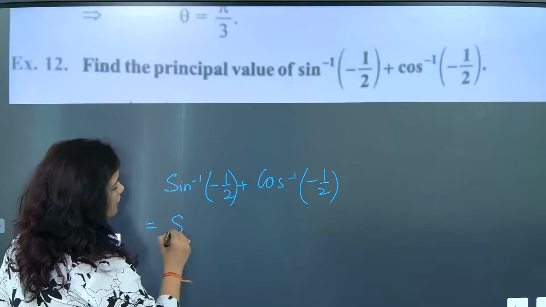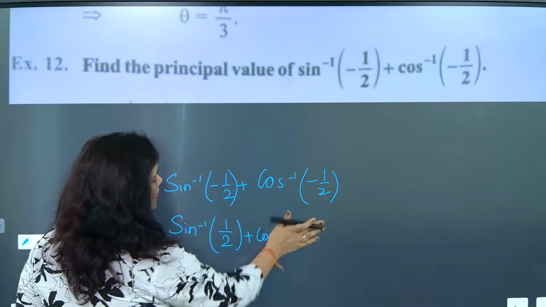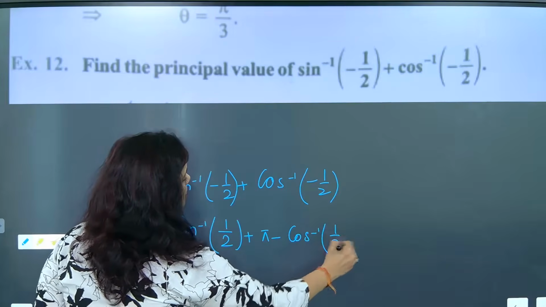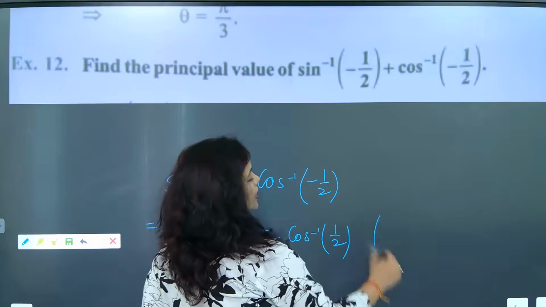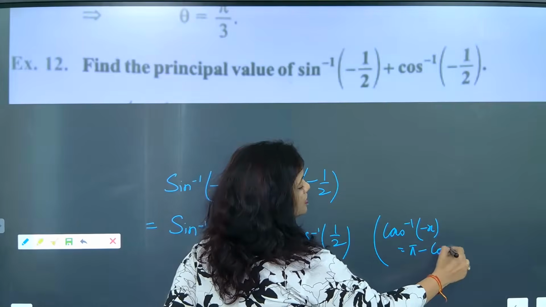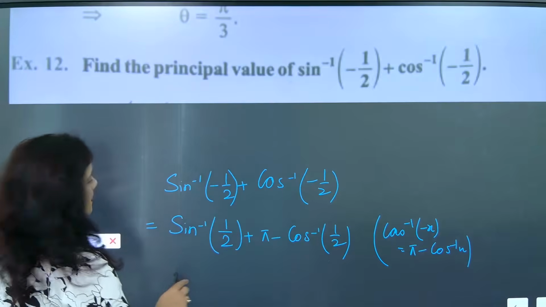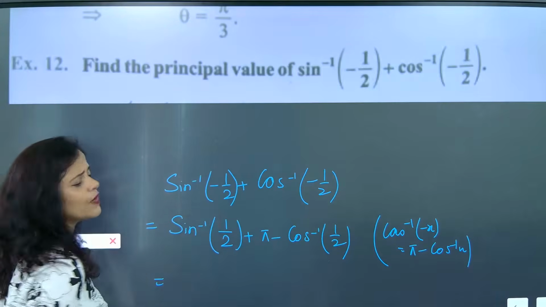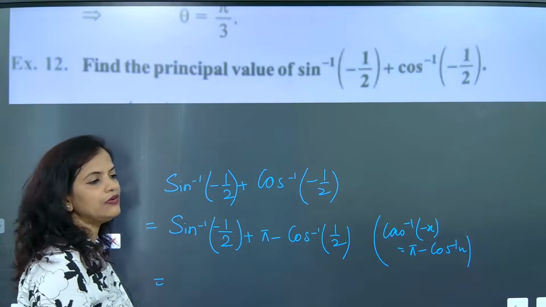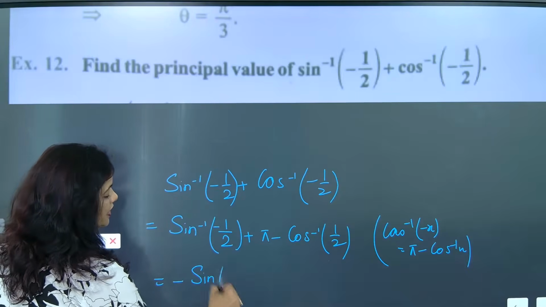Now we will start. We will write here sine inverse minus 1 by 2 plus pi minus cos inverse 1 by 2. Why so? Because we know that cos inverse minus x is pi minus cos inverse x. Based on that formula only, we have written there. Now here, sine inverse minus 1 by 2, and you know that sine inverse minus theta is minus sine inverse theta. So it will become minus sine inverse 1 by 2.